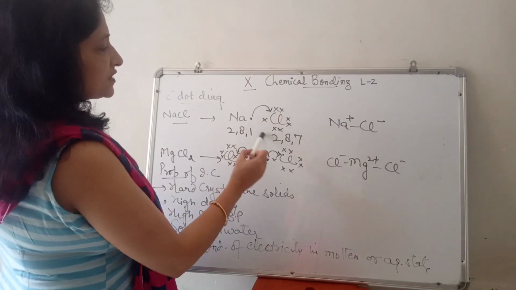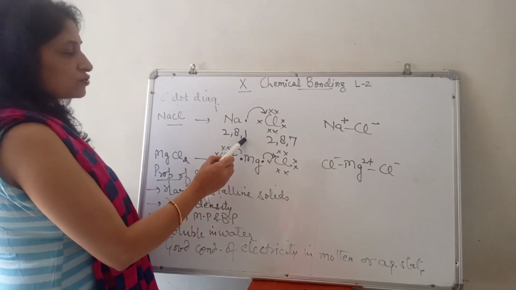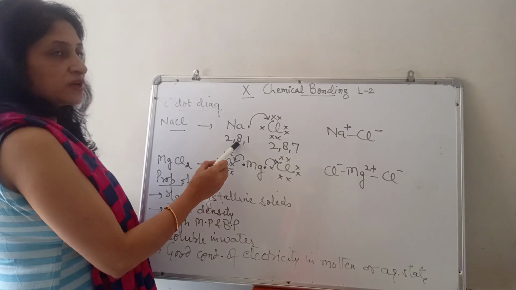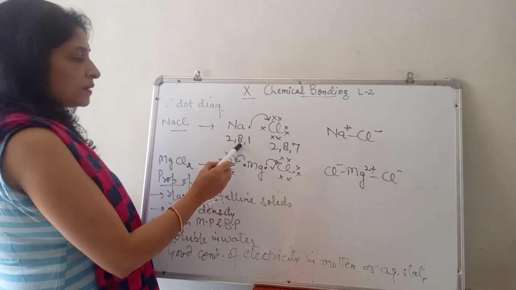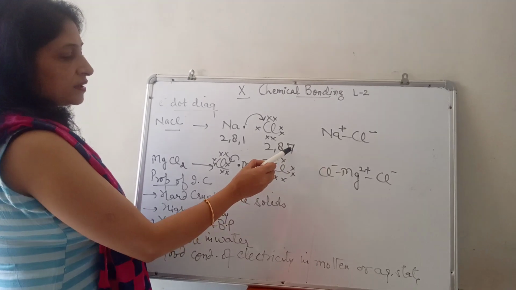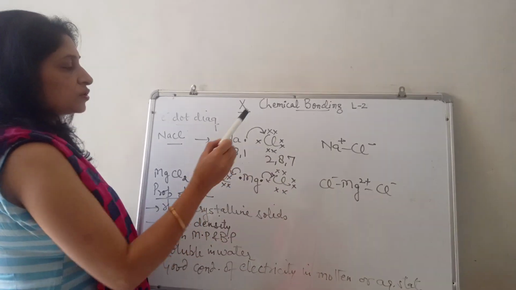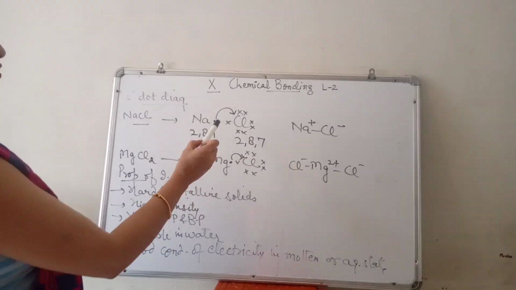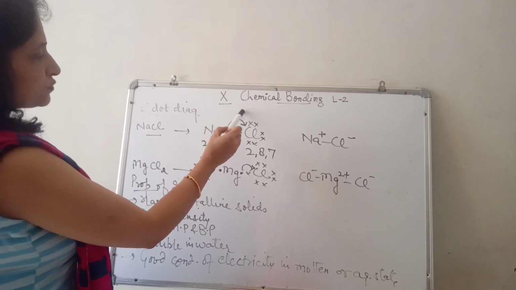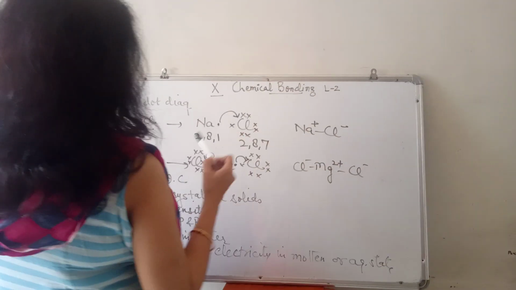And chlorine is having 7 electrons here. So what happens if it will donate 1 electron from here, it will achieve stable configuration, complete octet, and if it will gain 1 electron, then it will also achieve octet or stability. So transfer of electron from sodium to chlorine results in the formation of positive and negative charge.